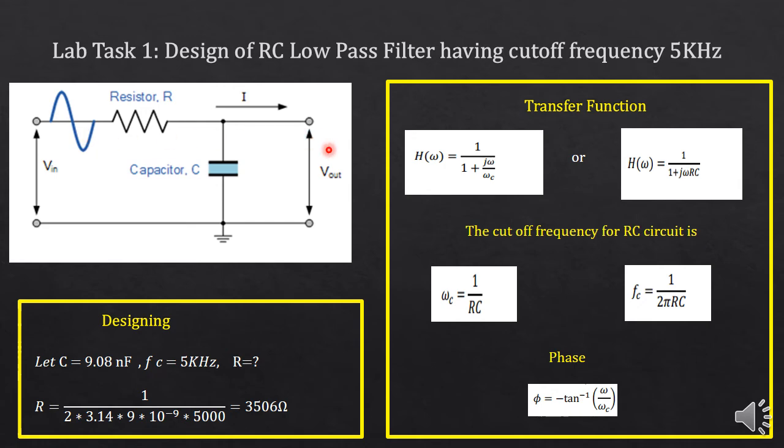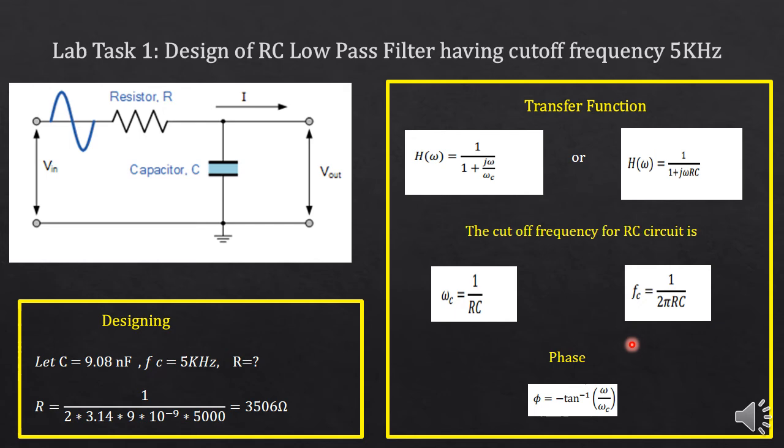You already know how to derive the transfer function. After deriving the transfer function for the low pass filter using this circuit, you will have this equation. You can also convert this equation to this form using basic math conversion techniques. The cutoff frequency of an RC circuit is fc equal to 1 over 2 pi RC. Here the value of pi will be 3.14.